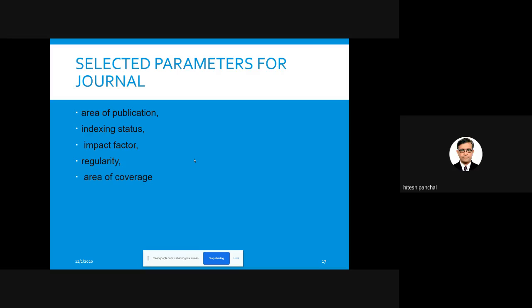Then regularity. That means what? Whether the journal is bi-monthly, half monthly, yearly, etc. Generally, you have to choose a journal which has a bi-monthly publication. And the last one is the area of coverage.